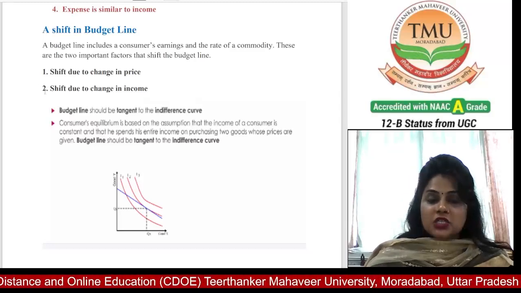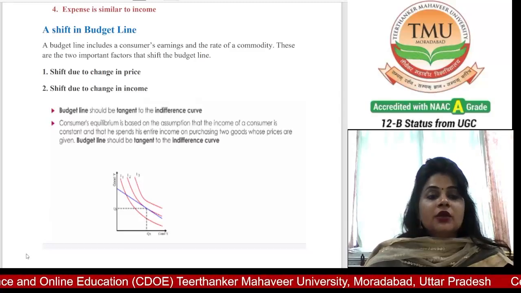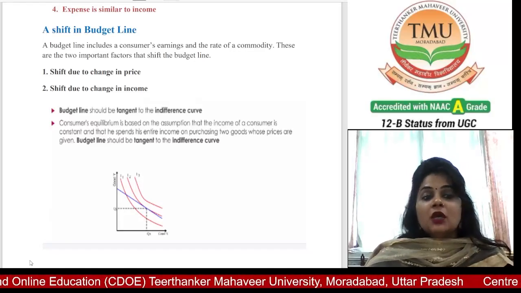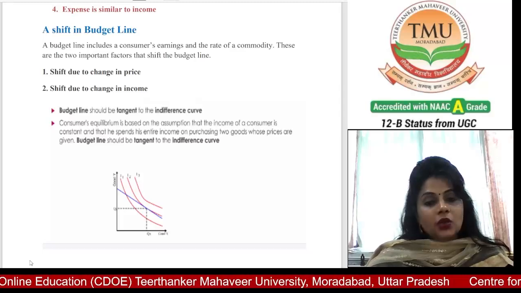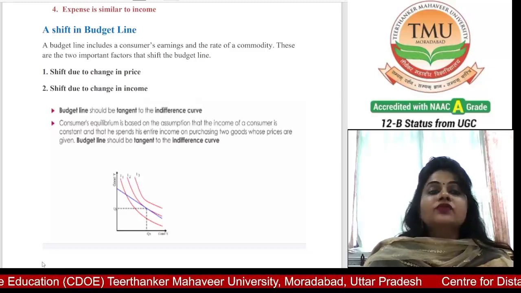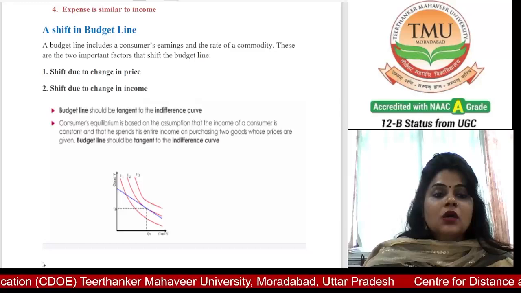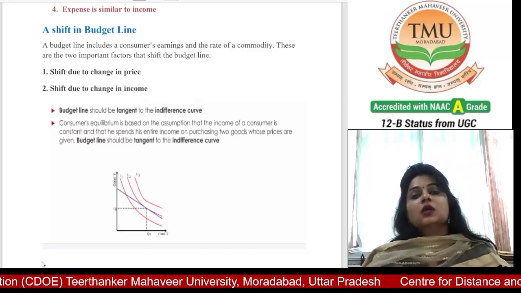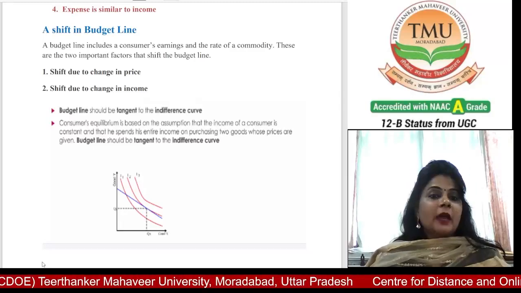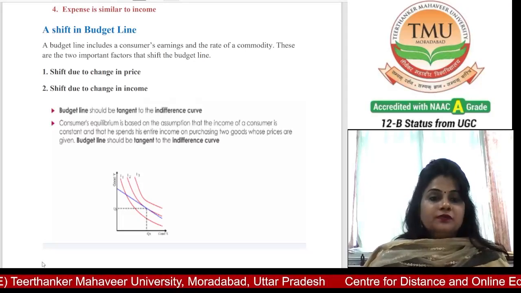Next, shift due to the change in income. A change in income makes a huge difference that leads to a change in the budget line. High income means high purchasing possibility, and low income means low purchasing potential, making the budget line shift. If the income of the customer increases, he also increases the buying capacity for the products. So the budget line also shifts.